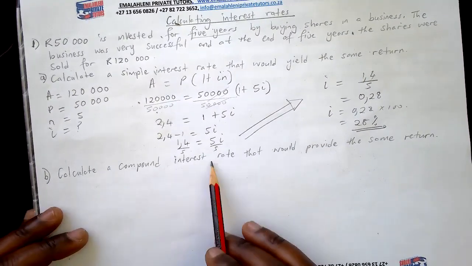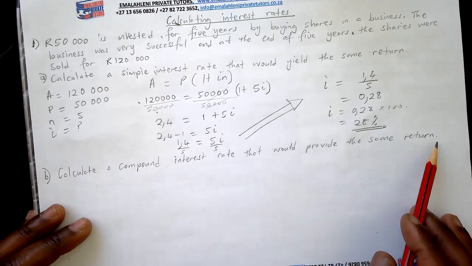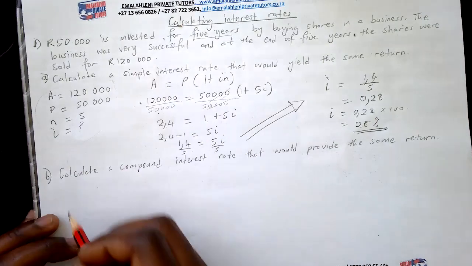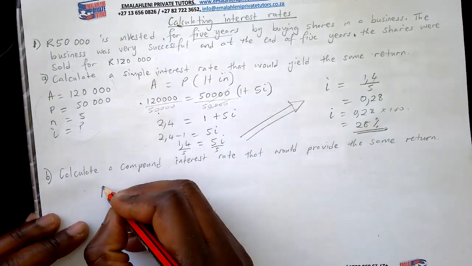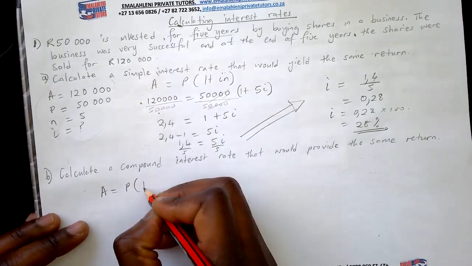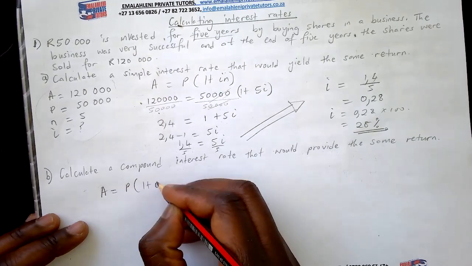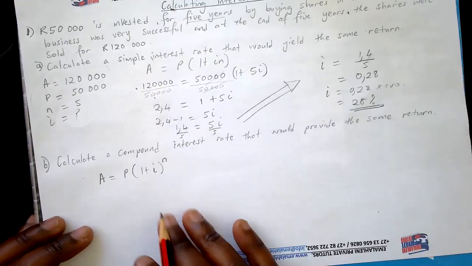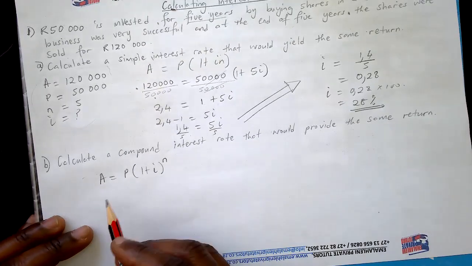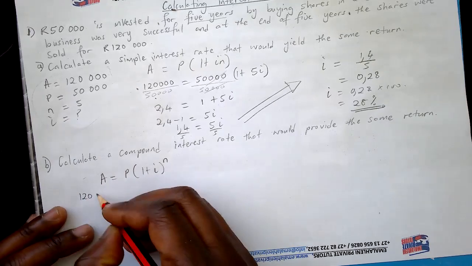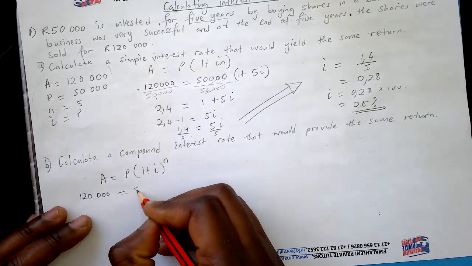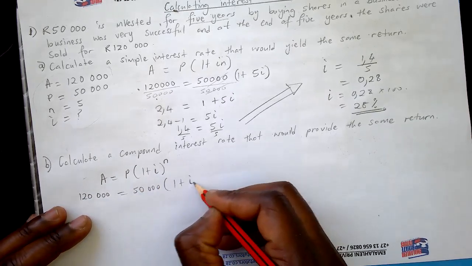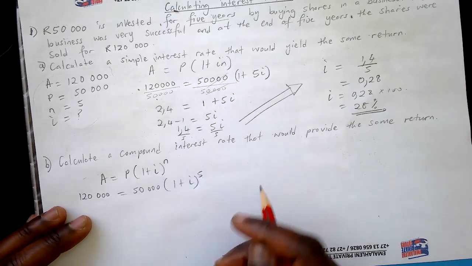Calculate the compound interest rate that would provide the same return. So we are still going to use the same values here. We're going to say A for compound is A equal to P(1 plus I) to the power of N. Our N, we have it. Our P, we have it. Everything, we have it. Now 120,000 again is equal to 50,000 times (1 plus I), where I is what we're looking for, to the power of 5.